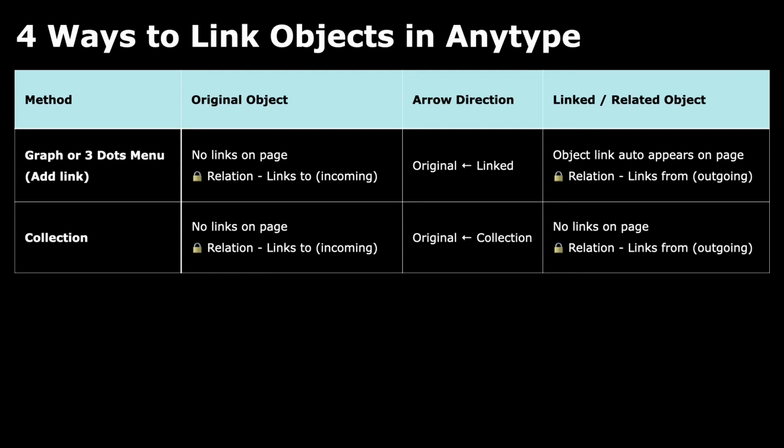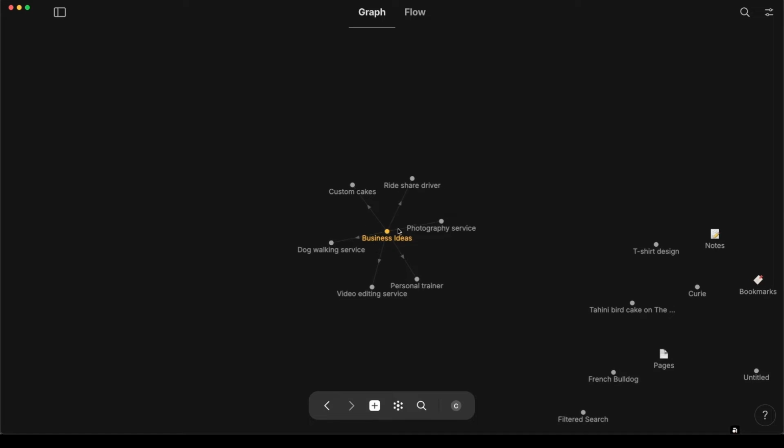which leads us into our next way to link and unlink objects, which is through a collection. So a collection is similar to a folder. It's just a group of objects, and they are all related automatically in the graph view.